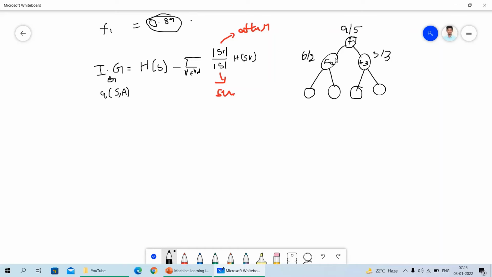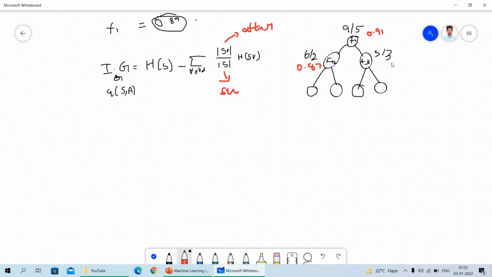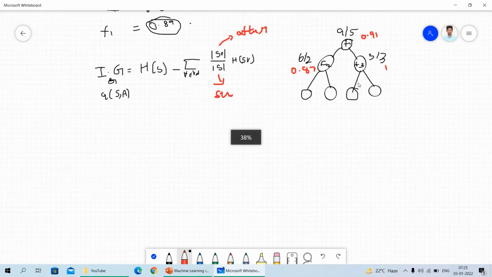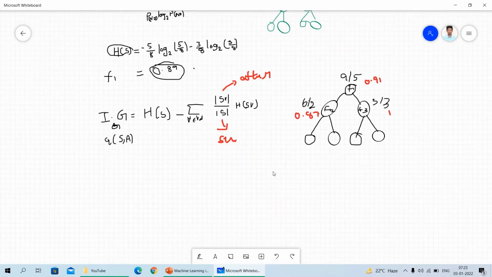For example, we get entropy like here, 9 by 5 is 0.91, and F2 entropy is 0.87, and F3 is 0.9. These are the entropies we get. Sorry, it's 1, because 3 by 3 equals 1, like that. We find these entropies like we have done before, and we want to do the entropies here.